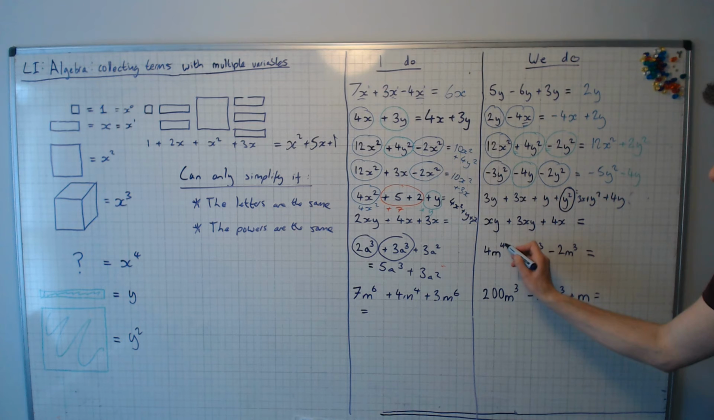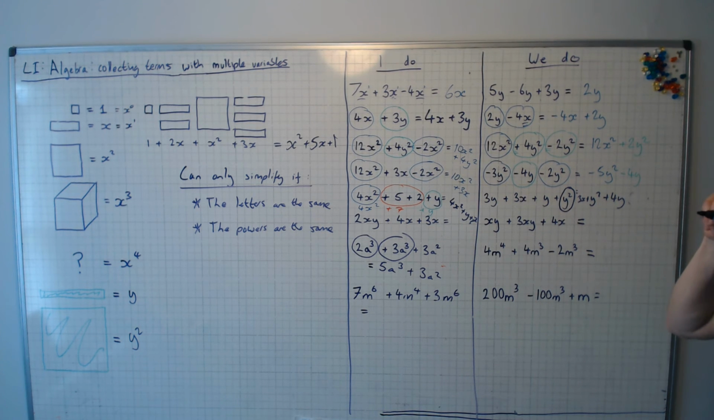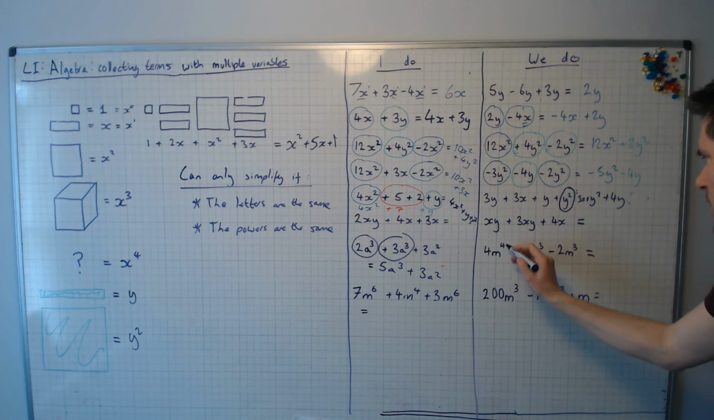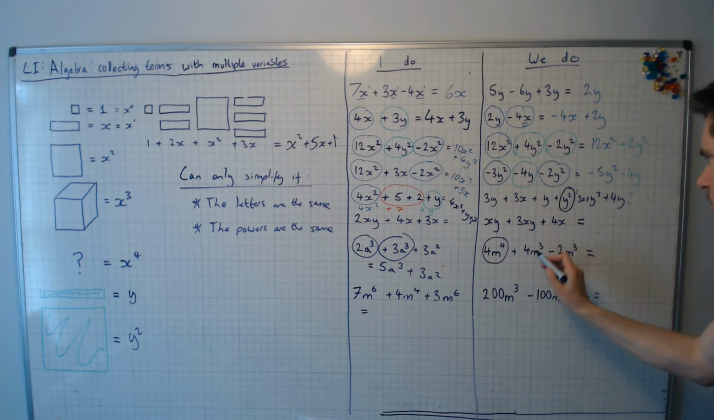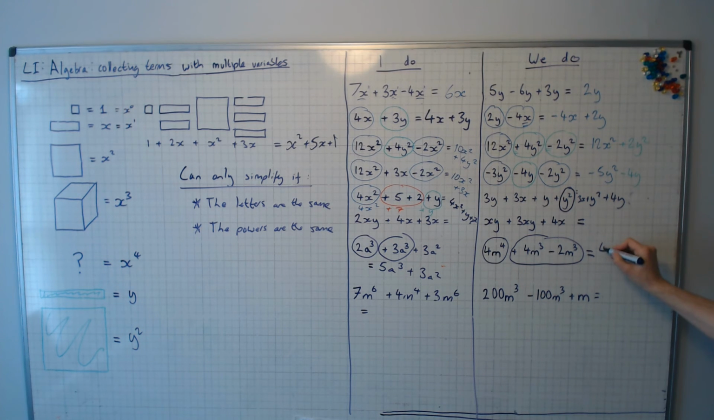So again, we're looking at the powers here. We've got the letters are the same. Oh, I seem to have skipped one. That doesn't matter. So that's a different power to these ones. So these have the same power. So we have 4m to the 4, plus 4 of them minus 2 of them leaves us with 2m cubed.